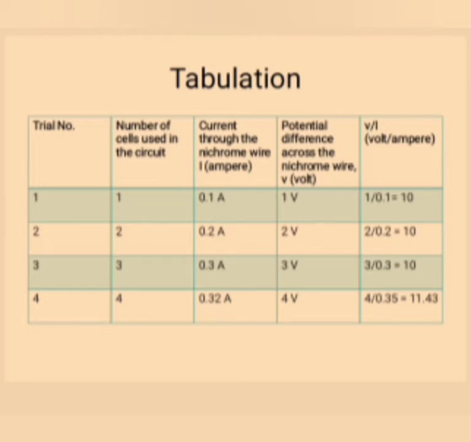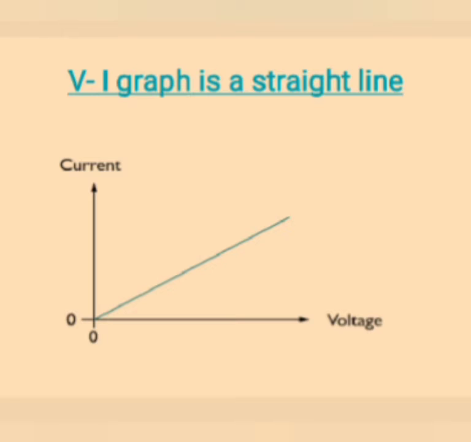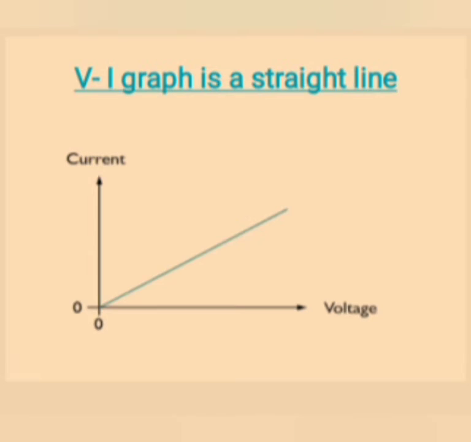In this activity, you will find that approximately the same value for V by I is obtained in each case. Thus, the V versus I graph is a straight line that passes through the origin of the graph. As the current increases, potential difference also increases. This is the relationship between the potential difference and the current.